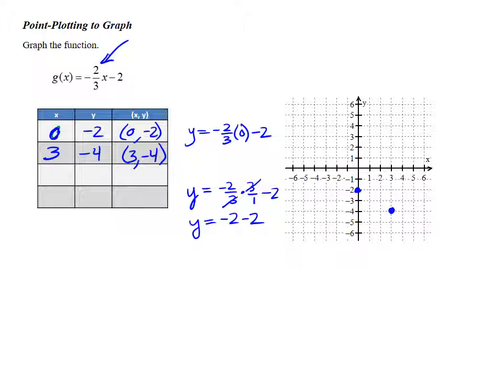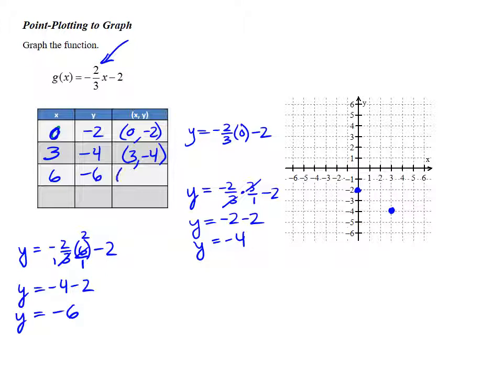So another multiple of 3 would be 6. So I could plug in 6, negative 2/3 times 6 minus 2. Remember that whole number 6 is over 1, so the 3 goes into itself once and into 6 twice. Because I picked a multiple of 3, the denominator cancels. I get negative 4 minus 2, or y equals negative 6. So I have a solution at 6, negative 6. So if I continue there, here's 6, negative 6 graphed. Notice something. Those 3 points are lining up.